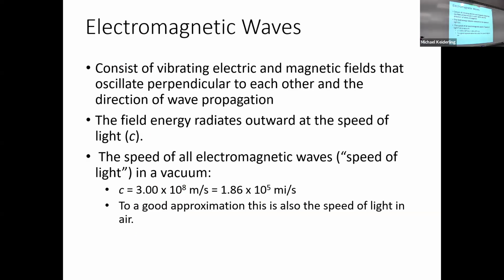Now, electromagnetic waves are vibrating electric and magnetic fields that oscillate perpendicular to each other and to the direction of wave propagation. They are light. The field energy radiates outwards at the speed of light c. The speed of all electromagnetic waves in a vacuum is c, which is 3 times 10 to the 8th meters per second. To a good approximation, this is also the speed of light in air.